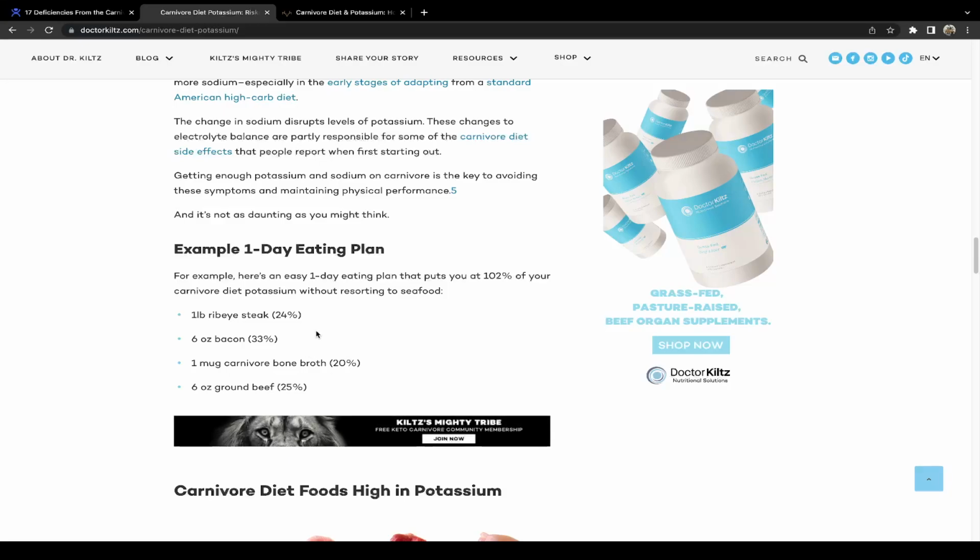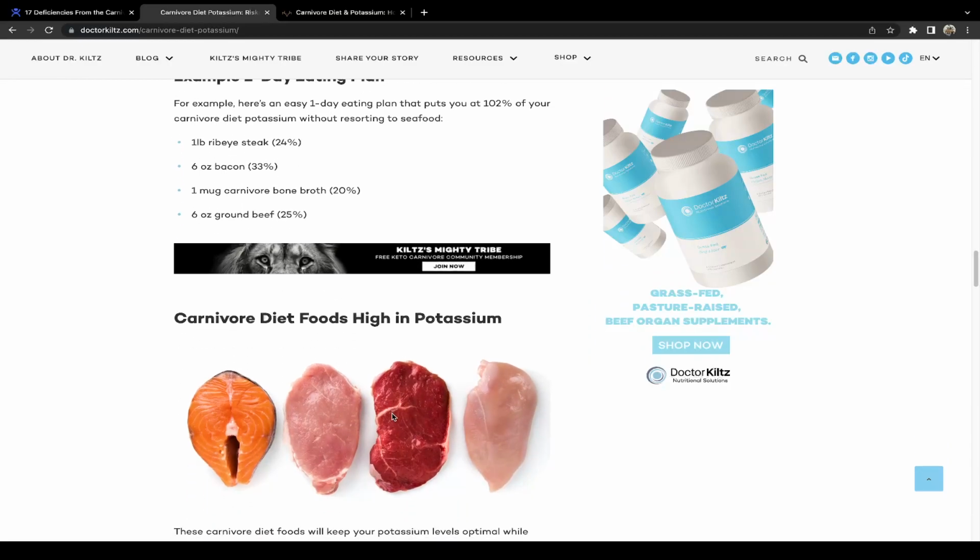This is strictly meat. 1 pound of ribeye steak will give you 24%. 6 ounces of bacon gives you 33%. 1 mug of carnivore bone broth, 20%. 6 ounces of ground beef, 25%. If that sounds like a lot, it doesn't sound like a lot to me. In fact, it sounds like easy stuff, because I've been doing carnivore 3-4 months and I can pretty much eat all that stuff in one sitting.